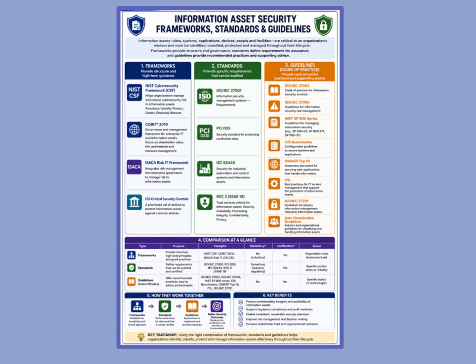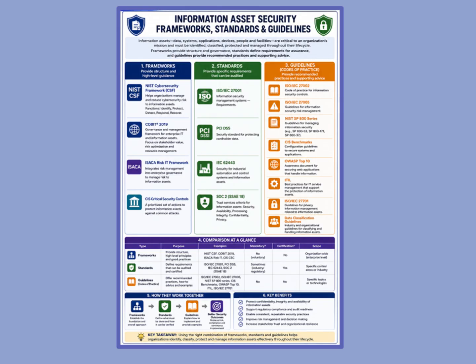Examples include ISO/IEC 27002 for information security controls, ISO/IEC 27005 for information security risk management guidance, the NIST SP 800 series, CIS benchmarks, OWASP Top 10, ITIL, and ISO/IEC 27701 for privacy information management guidance. The comparison section highlights the key differences. Frameworks provide overall structure and governance. Standards define auditable requirements. Guidelines explain recommended practices and practical implementation approaches.